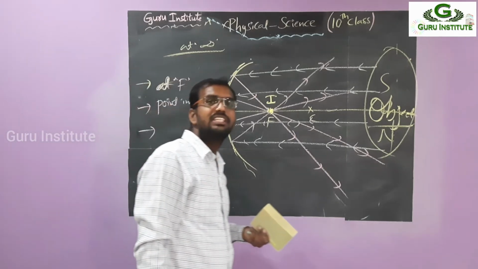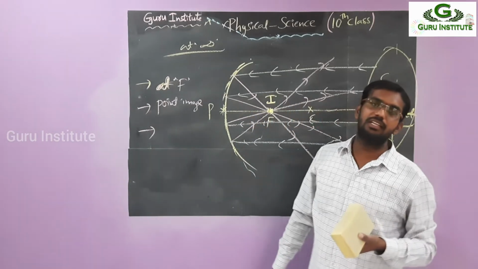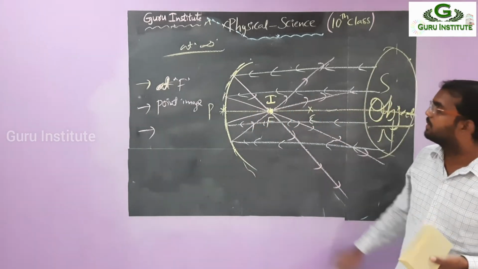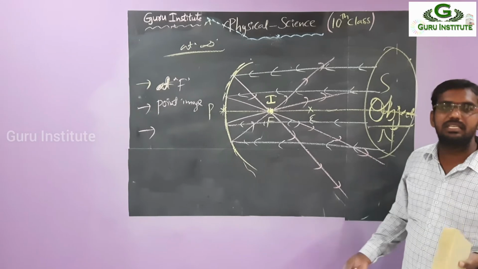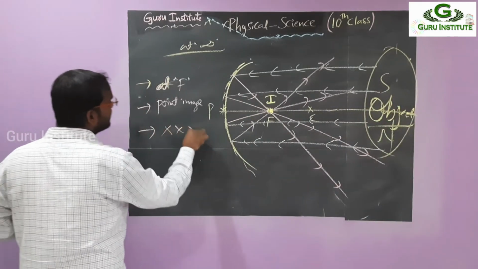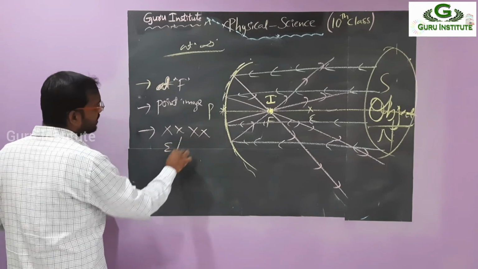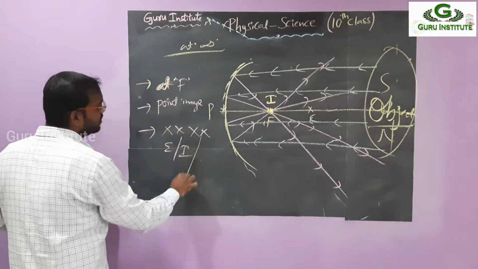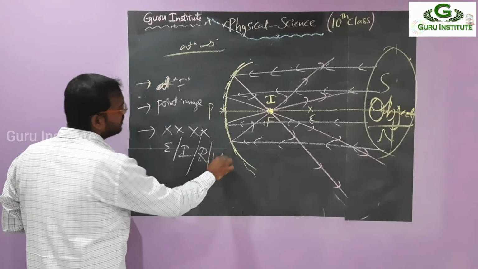How can we say that? If it is inverted, we can say that it is real. If it is erect, we can say that it is virtual. But it is a point image. We can't say whether it is erect or inverted. So we don't say whether it is real or virtual.